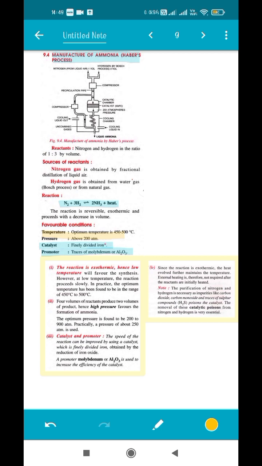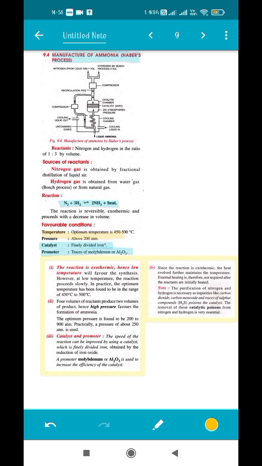4 volumes of reactants produce 2 volumes of product, hence high pressure favors the formation of ammonia. As you can see, in the reactant side we have 3 plus 1, 4 volumes, but in the product side we have only 2 volumes. That means initially it was 4 volumes, now it is 2 volumes. That means volume has decreased. Volume decreases means high amount of pressure is necessary for this procedure, because high amount of pressure means you are compressing the volume and you are decreasing it. You are squeezing the volume into a smaller space. So the pressure required is more in this case. So the pressure optimally is 200 atm.